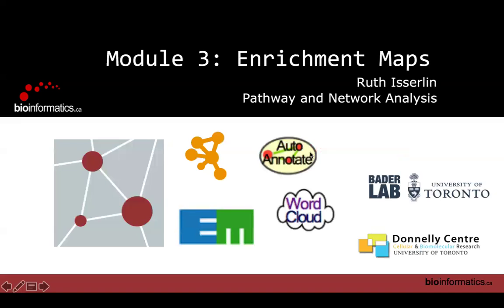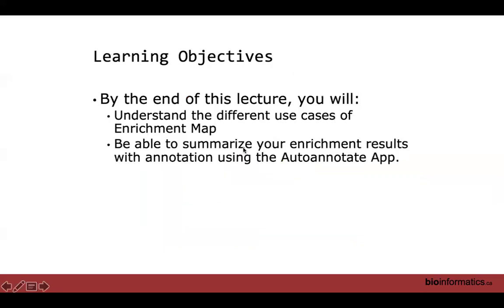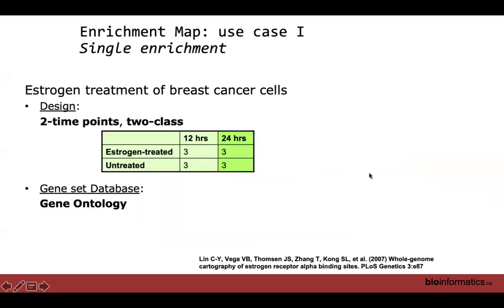So the next part of the talk is going to be about enrichment maps, specifically use cases of enrichment map. We briefly mentioned what an enrichment map was and how we can translate our enrichment results into an enrichment map, but there are different ways we can go about using it. Hopefully by the end of this lecture, you'll understand the different use cases of enrichment map and be able to summarize your enrichment map results with annotations using the annotation apps and a few other features that are embedded in Cytoscape and enrichment map.